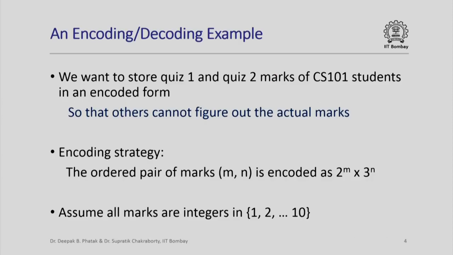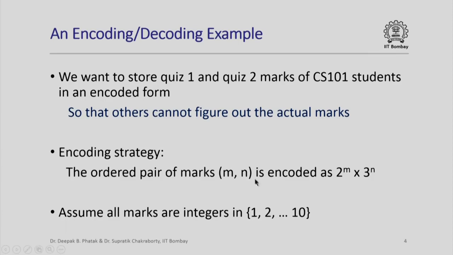Now to get going, let us pick up a simple example through which we can illustrate the use of functions. So in this example, we want to store the quiz 1 and quiz 2 marks of all CS 101 students in an encoded form. Why might we want to store it in an encoded form? So that others cannot figure out the actual marks even if they get access to the encoded form. So what should be the encoding strategy?